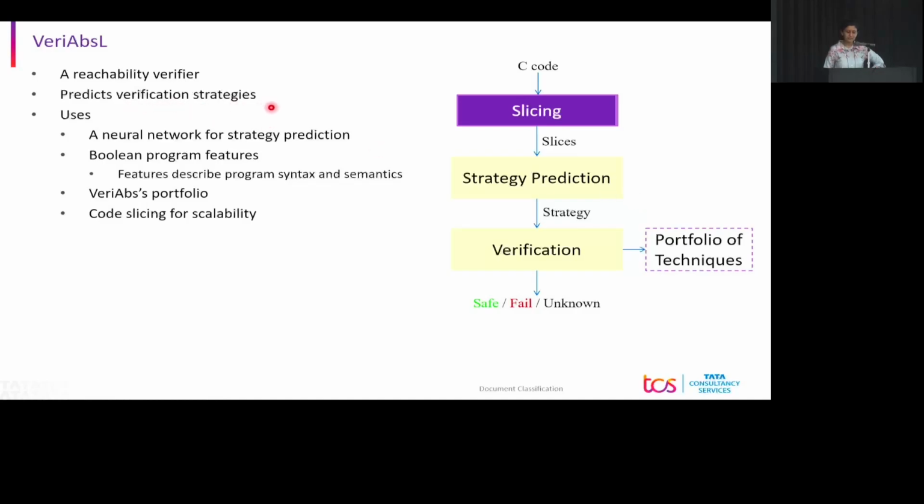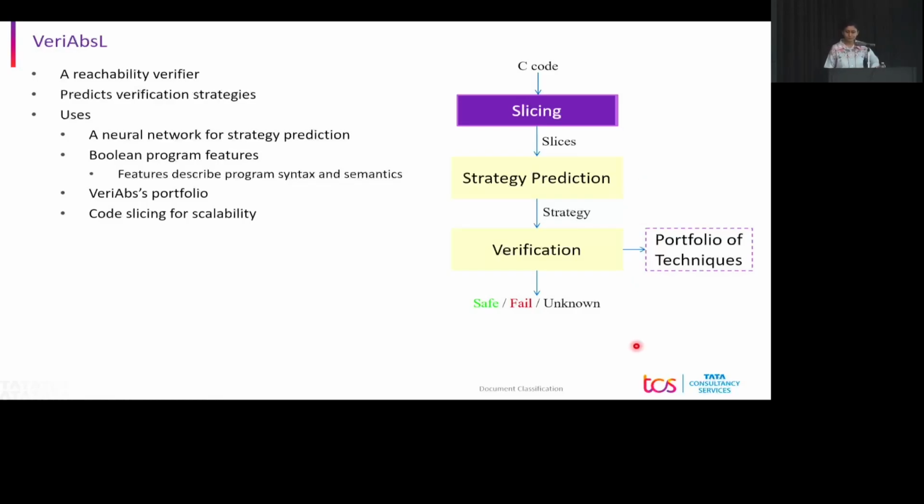So it predicts verification strategies for a given input program. And it uses a neural network for that. And it uses Booleans as program features. And these Booleans define the program syntax and semantics. So this is in flow with VeriAbs. So remember, VeriAbs was checking for things like whether there are arrays modified in the programs, whether it has inputs of short input ranges, things like that. So it uses such kinds of features for identifying the strategy for a program, and uses the same portfolio, obviously. And it also performs slicing.